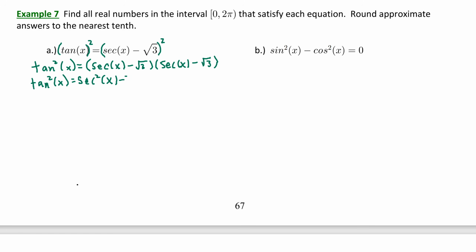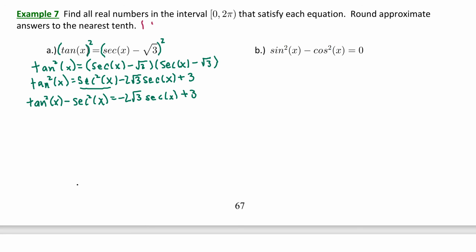So when we combine our outside and inside terms, we have coefficient negative 2 square root of 3 times secant of x. The product of our last terms, negative square root of 3 times negative square root of 3, gives us positive square root of 3. Now, I'm going to subtract secant squared of x from both sides. It's going to cancel over there on the right side, but then I'm going to be able to combine it with tangent squared of x. This should bring to mind our Pythagorean relationship between tangent and secant.